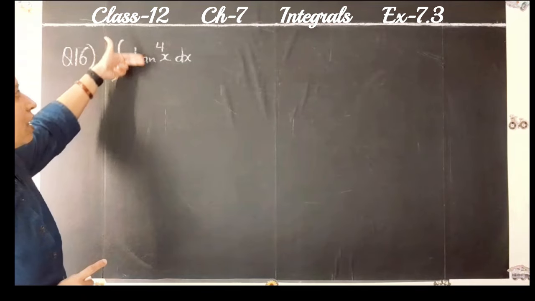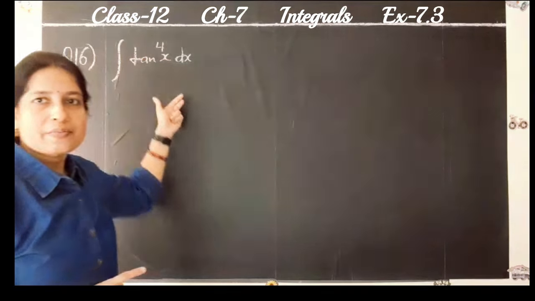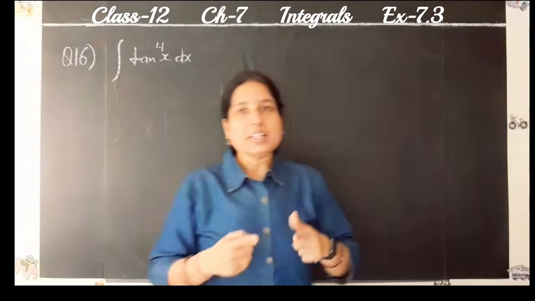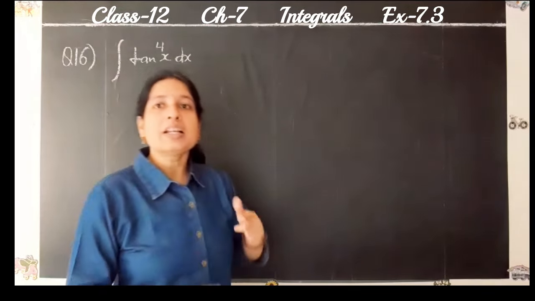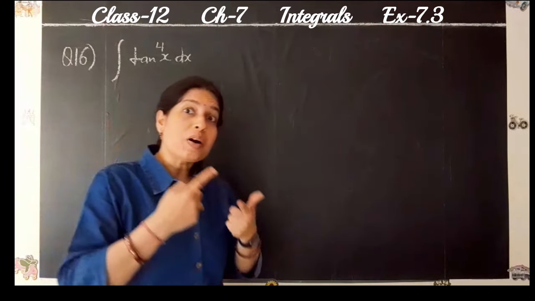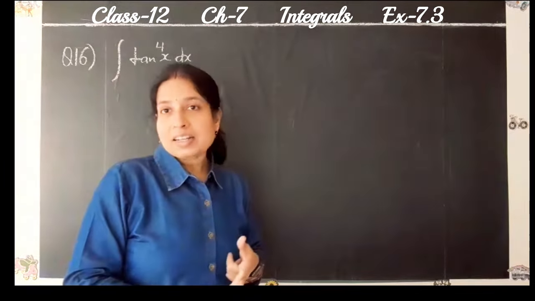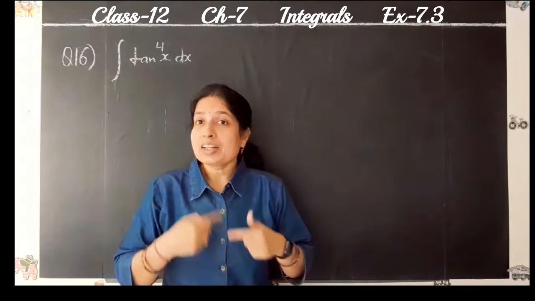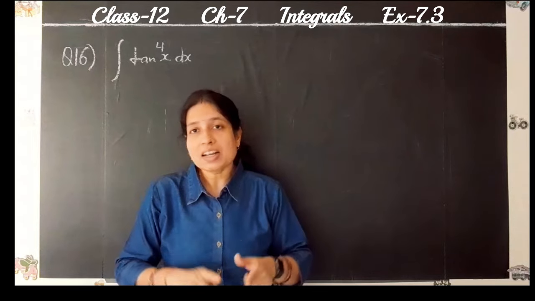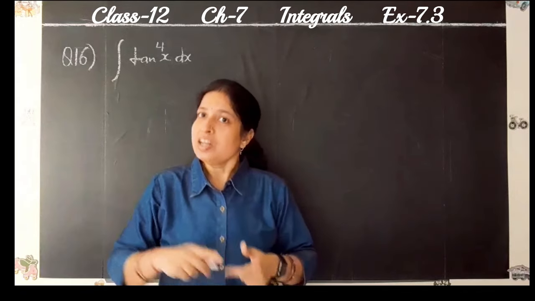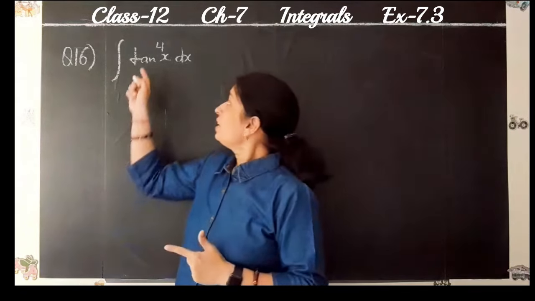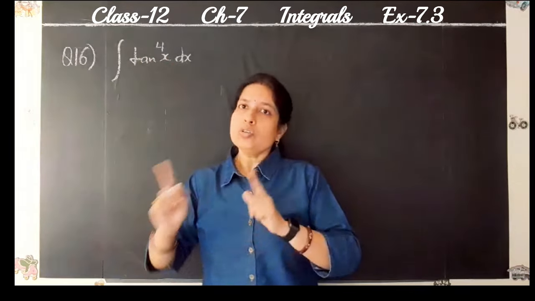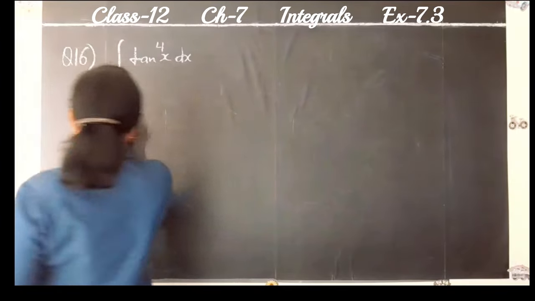It is integral of tan to the power 4 x. And in this exercise we have already solved integral of sin to the power 4 x and integral of cos to the power 4 x. What did we do there? Yes, we did the square of sin square, and for cos to the power 4 x we did the square of cos square. So the same we will do here also. For tan to the power 4 x, what will we write? tan square into tan square. So let us write this.